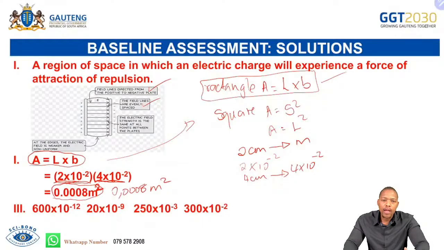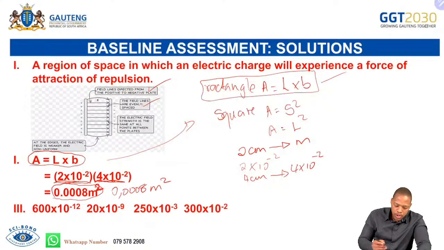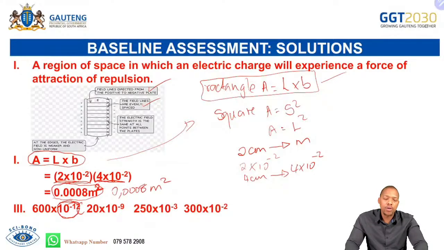Okay. And then the last one was asking us to convert 600 picocoulomb and then 20 nanocoulomb and then 250 millimeters and then 300 centimeters. Okay, so the conversion factor there will be 600 times 10 to the power minus 2. Then it will be coulombs at the end of the day now, because it has been converted. And nano, but the main point here is, are you able to convert, do you remember the conversion factor of pico? The conversion factor of pico is times 10 to the power minus 12.